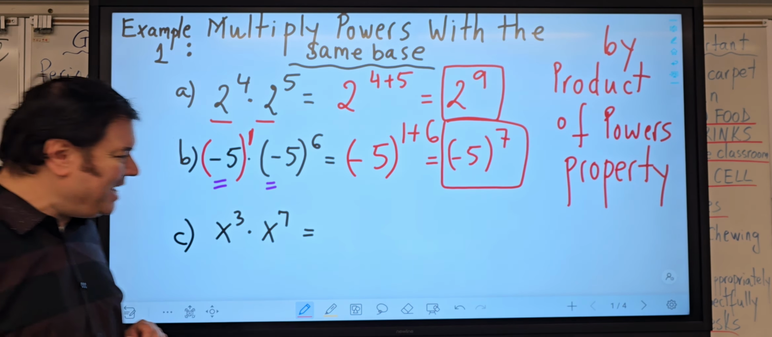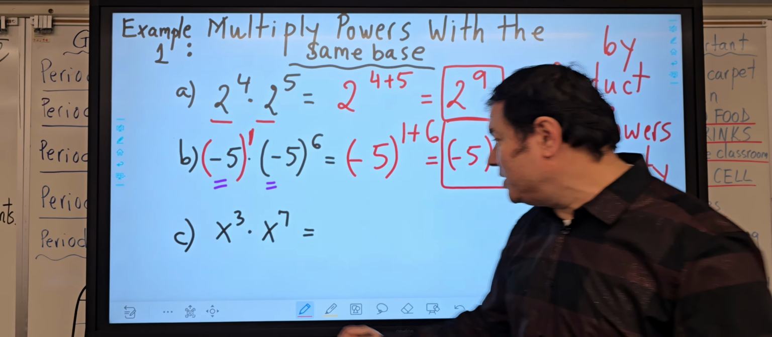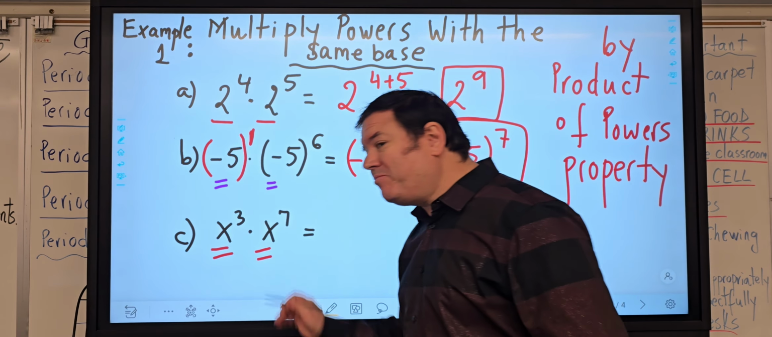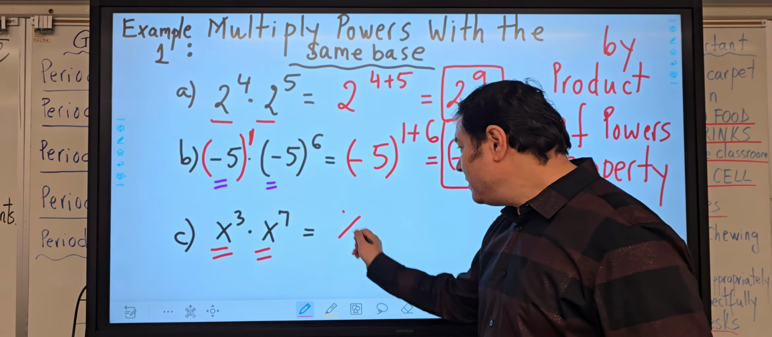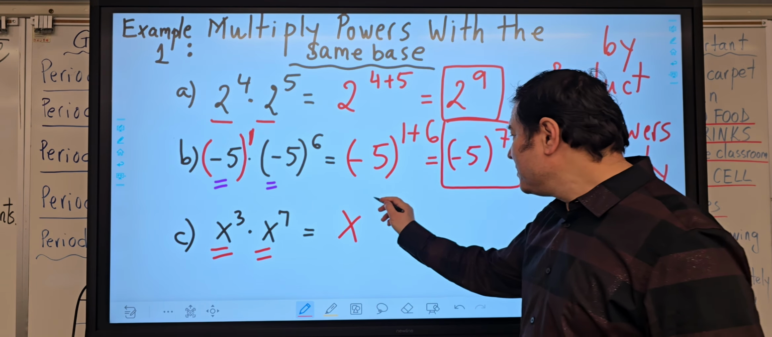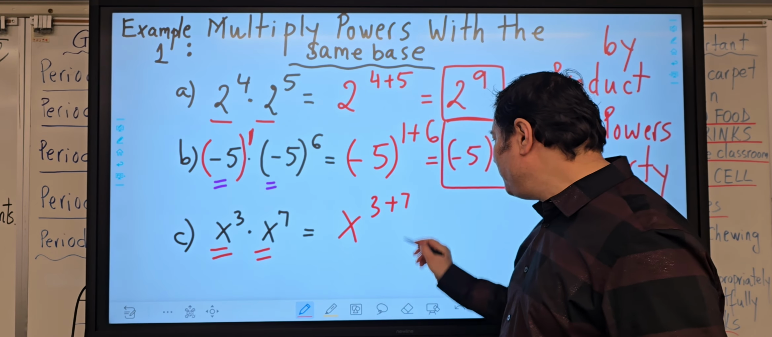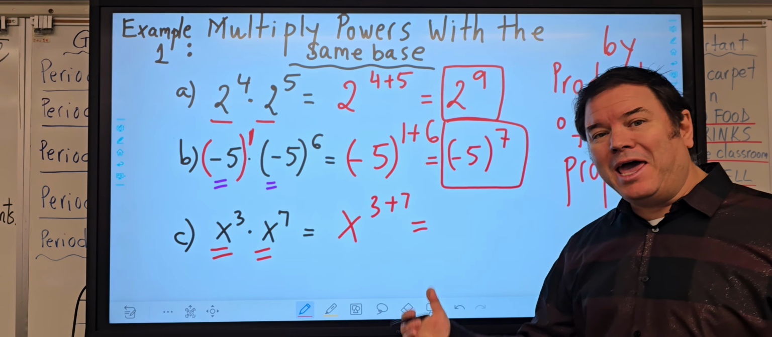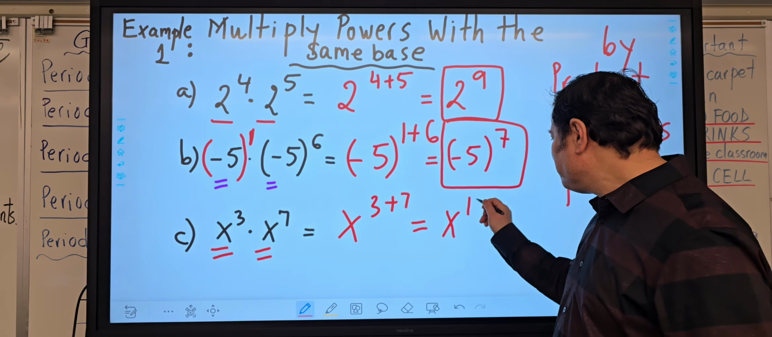Let's take a look at C. We have the same base, which is X. So the same thing, we keep the base and add the exponents, 3 plus 7. The final answer is X to the power of 10.